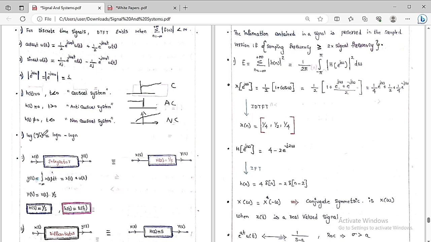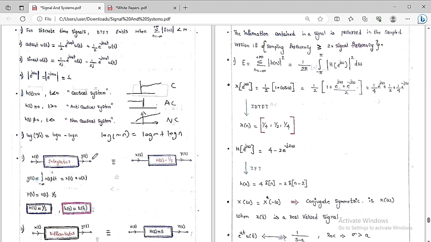Log of m by n is nothing but log m minus log n, and log of m into n is nothing but log m plus log n. These formulas are very much useful in the signals and systems course, so that is the reason I have written them like this. So log of m into n is equal to log m plus log n, and log of m by n is equal to log m minus log n. These formulas you always have to keep in your mind.